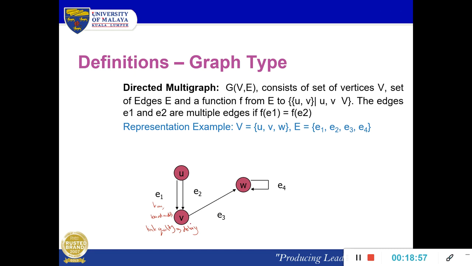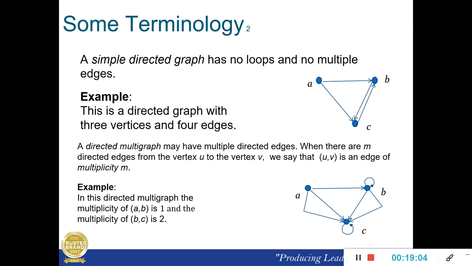And then E3, V, W, and W, this is the loop. A simple directed graph has no loops and no multiple edges.